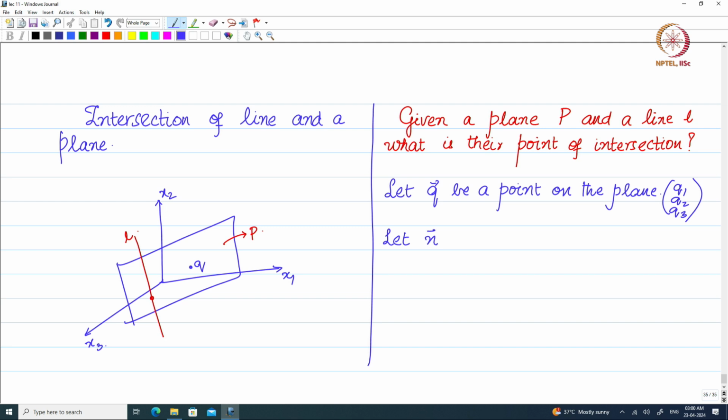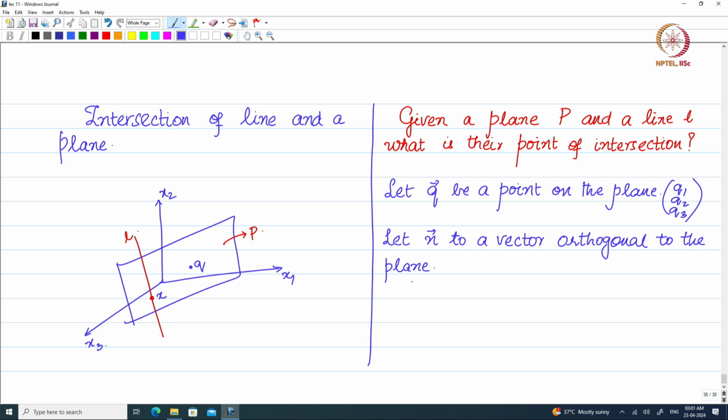Let us take N to be a vector orthogonal to the plane. That means this n vector is also called the normal vector to the plane. So, what do we want? We are going to look at the unknown point of intersection x. So, let us take this as the point x.